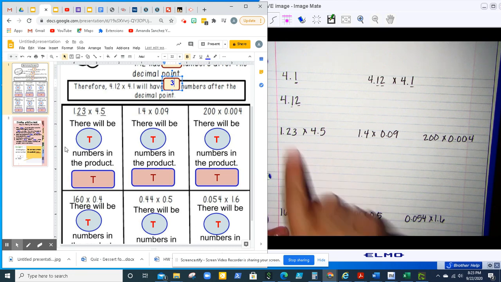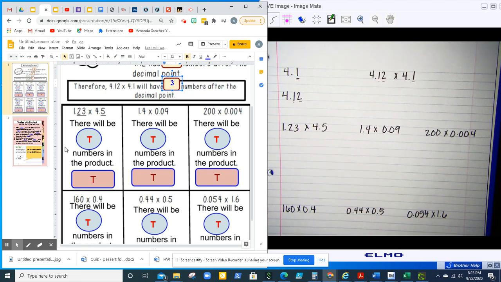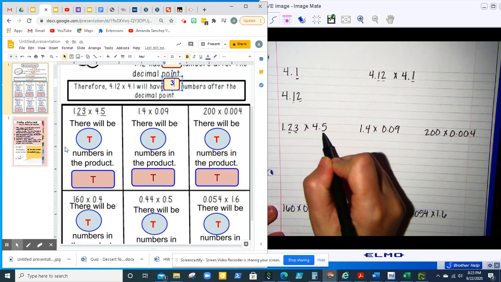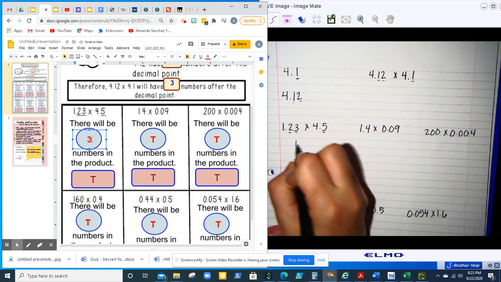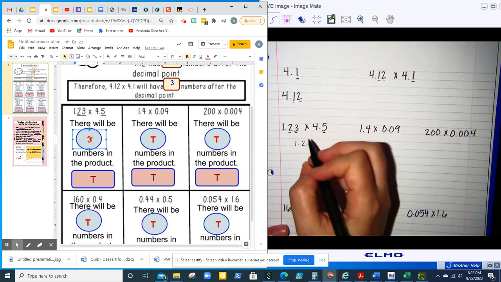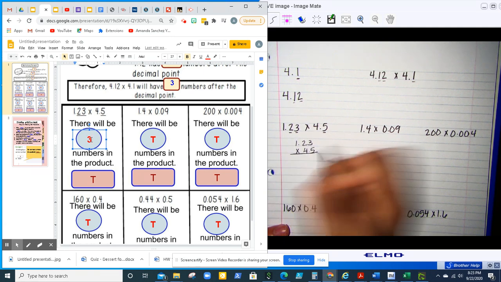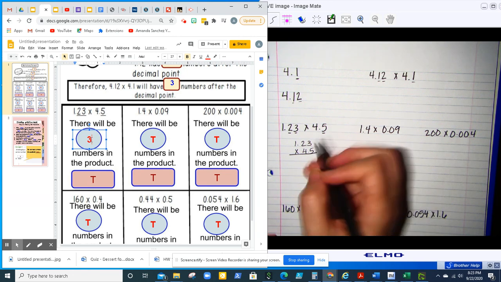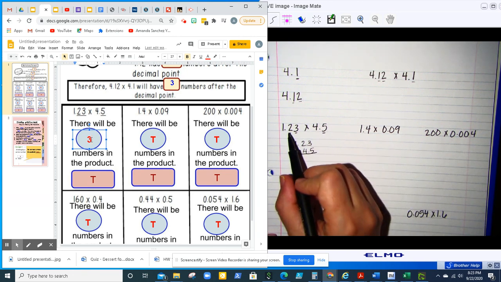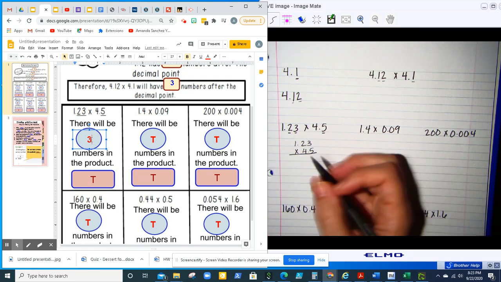Our first set of numbers is 1.23 times 4.5. Just to see how many numbers are behind our decimal, we have 1, 2, 3 values. So that means we should have three numbers in the product. When you multiply with decimals, you don't need to line up the decimal points. What you do need to do is make sure that the value that has more numbers is on top. Really 4.5 is larger than 1.23, but that doesn't need to be on top. I don't need to add zeros. I don't need to line up the decimals. And then you just multiply.